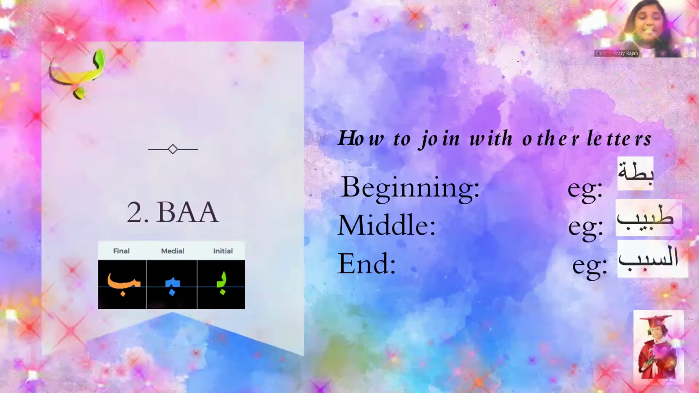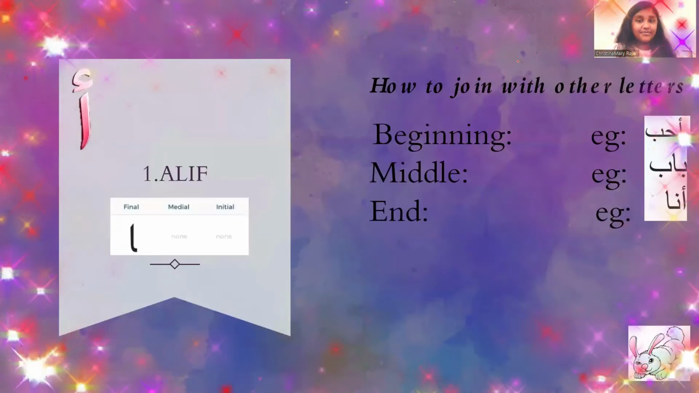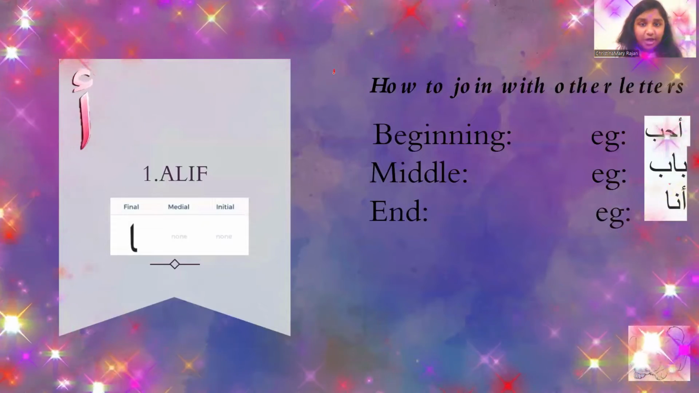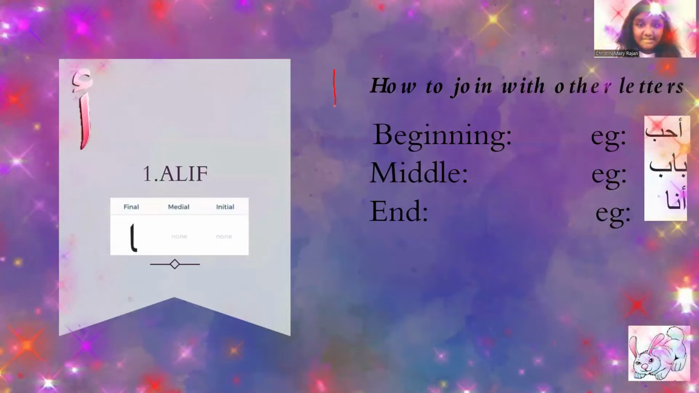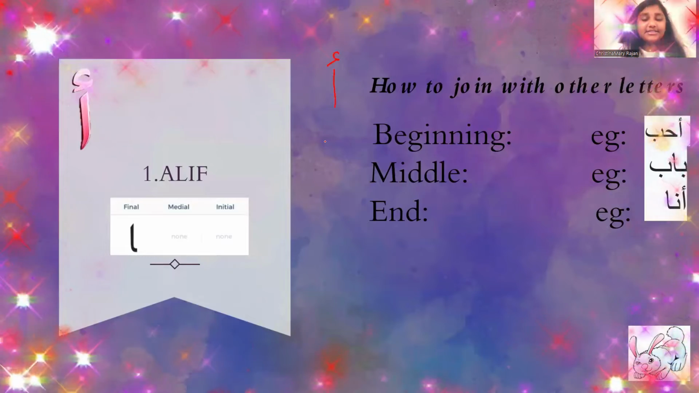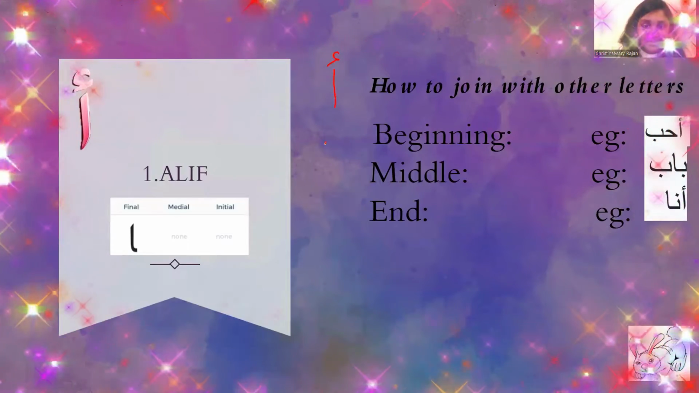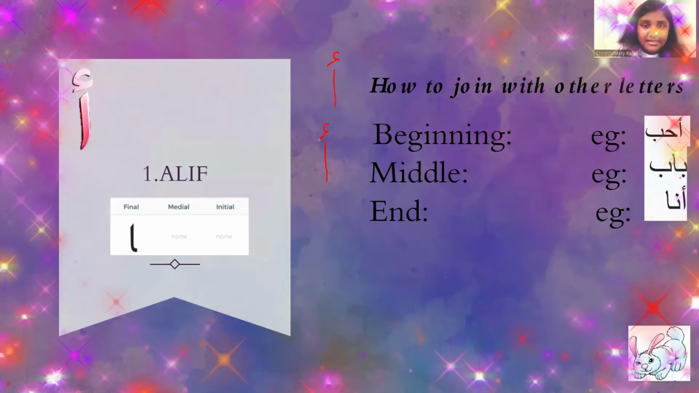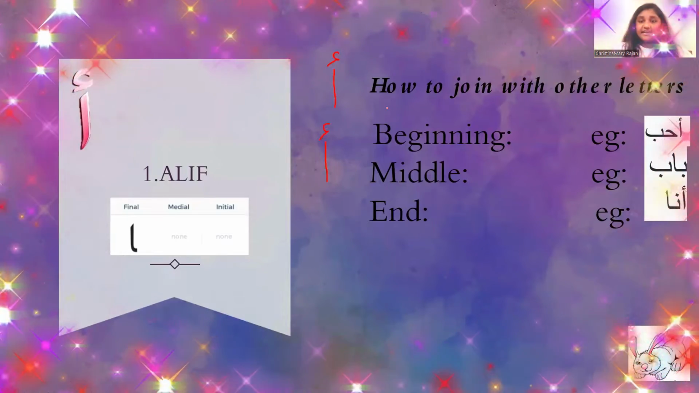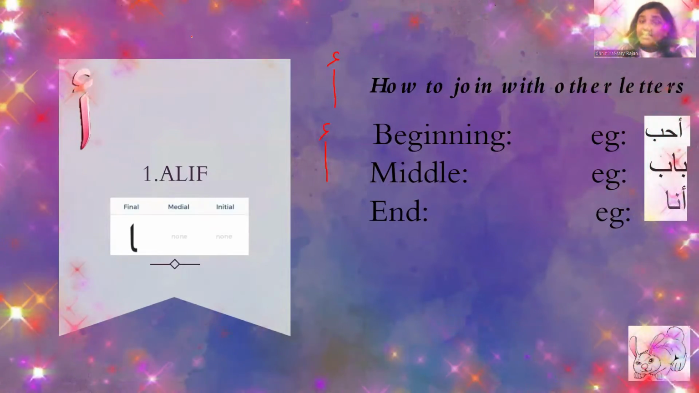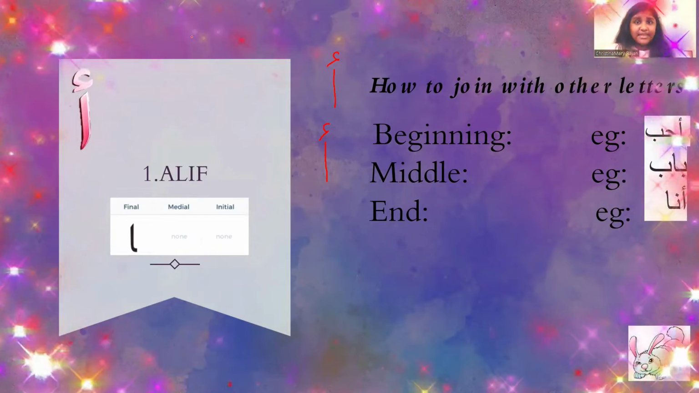So, the first letter for the day is Alif. Let's see how to write the letter Alif. We draw a straight line and then like this. Let's do it one more time so it becomes clear. A straight line and like this. As you can see, I've written here how to join with other letters. Let's see how the letter Alif joins with other letters.